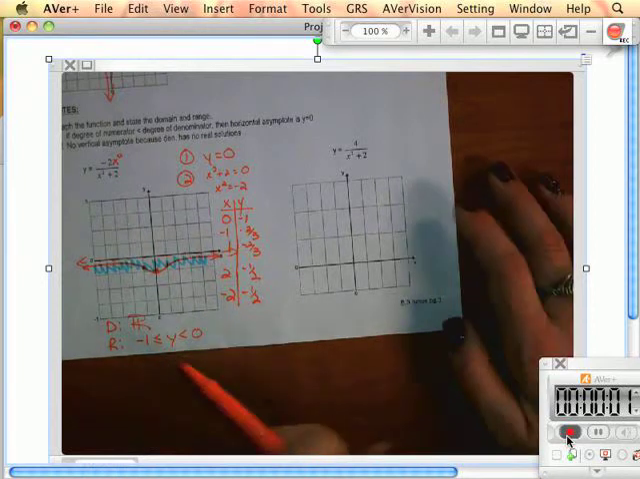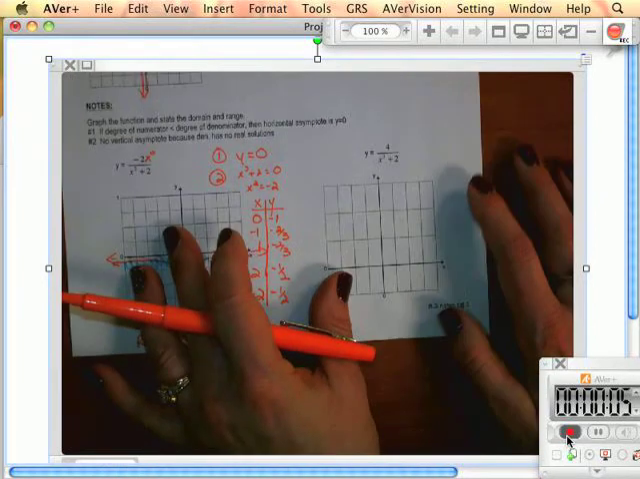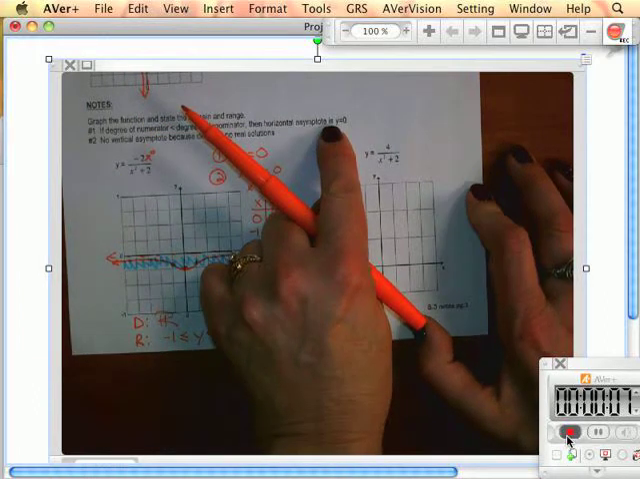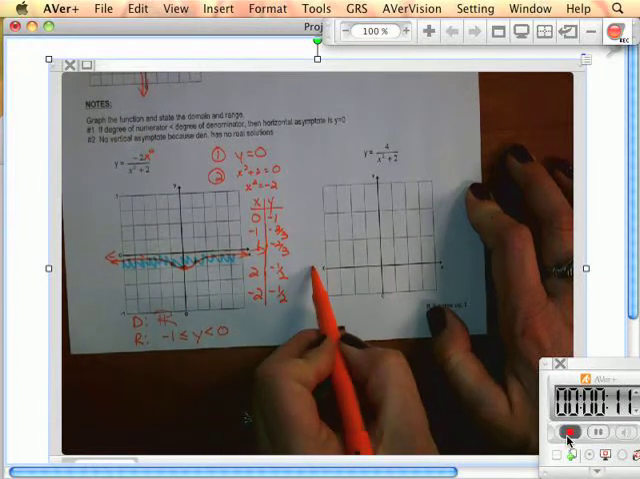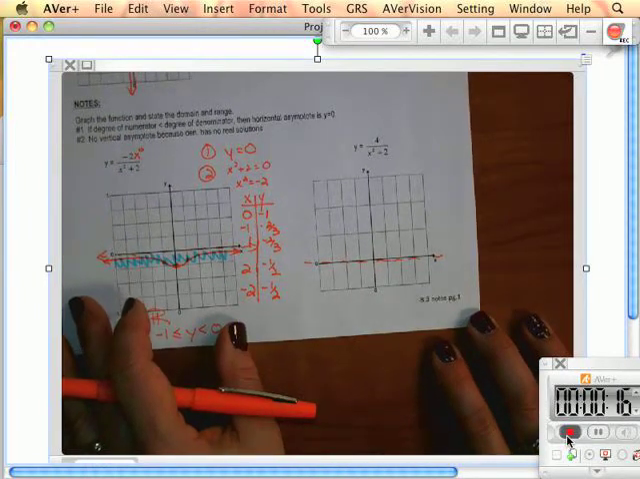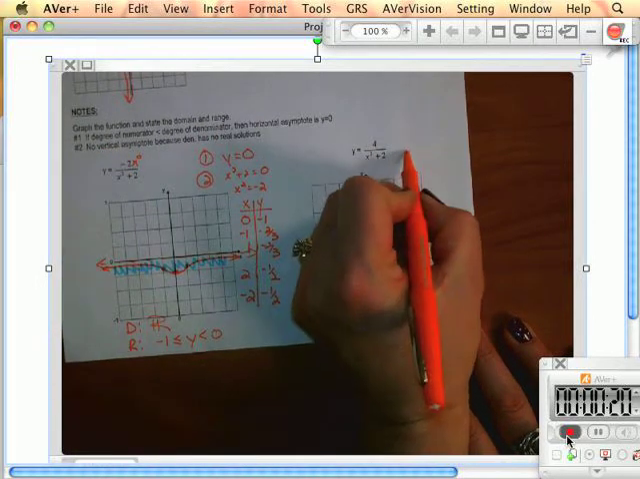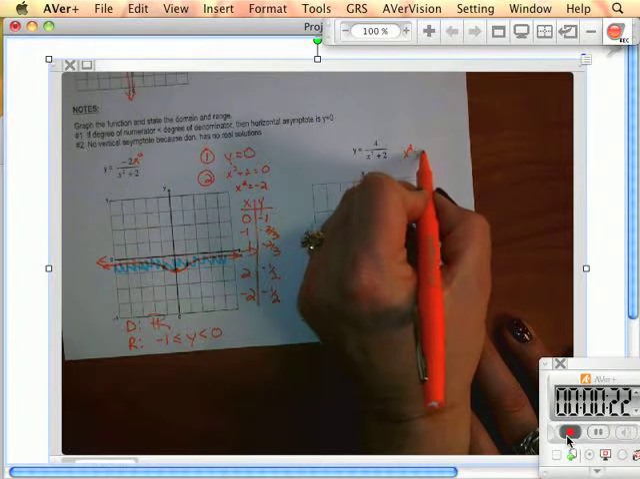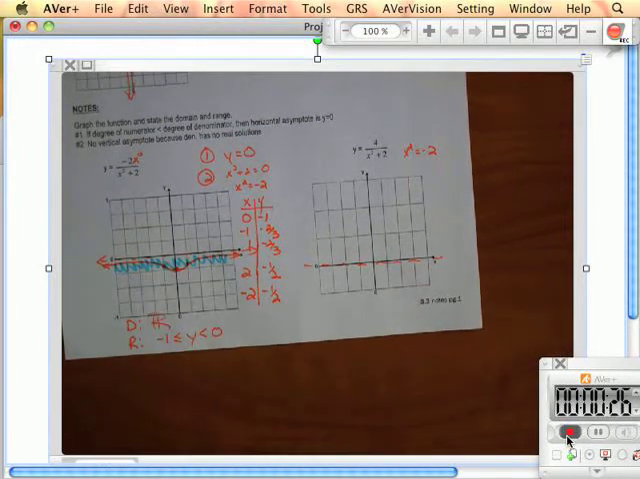Okay, so again, let's look at the steps. If the degree of the numerator is less than the degree of the denominator, then the horizontal asymptote is y equals 0. Is that true for this? Yes, then I'm going to sketch this. Y equals 0. No vertical asymptote because the denominator has no real solutions. That's true. X squared equals negative 2. I can't do that. No vertical asymptote, so it's going to be one of these funky kind of graphs.